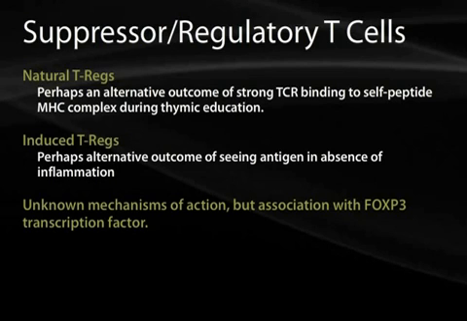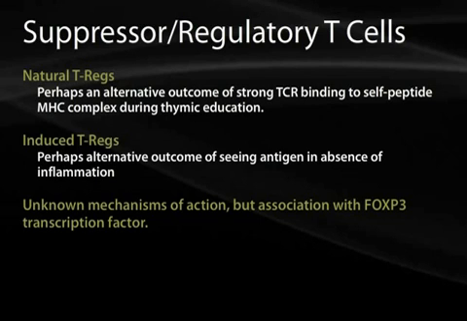The natural Tregs are hypothesized to be an alternative outcome of strong TCR binding to self-peptide MHC complex during thymic education. Again, if we have a TCR that's binding tightly to MHC, the normal process is that the T cell gets eliminated in the thymus. That's negative selection, right? Well, there are some theories that state that perhaps some of these cells go through an alternate differentiation pathway and become regulatory T cells or suppressor T cells.